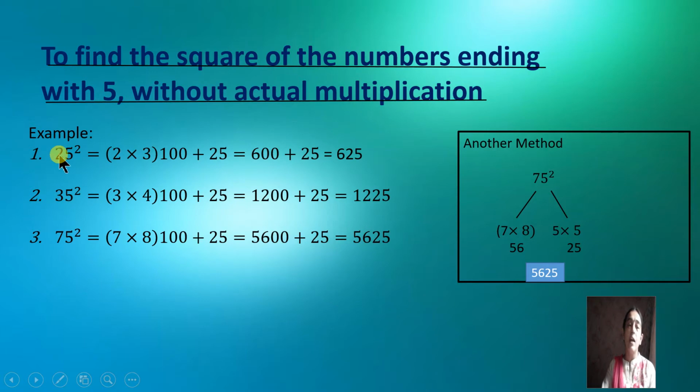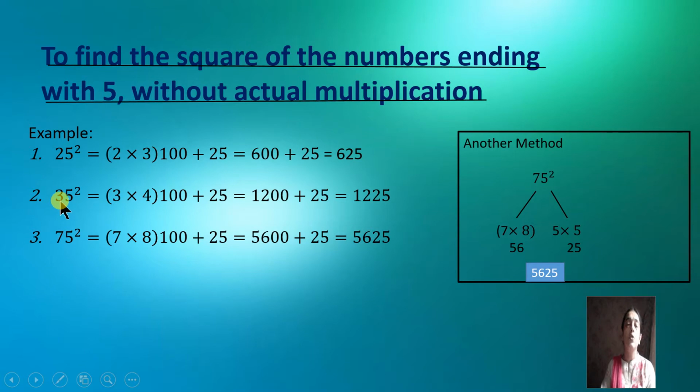And now this 2. The number after 2 is 3. So 2 into 3 into 100. Always 100. 2 into 3 into 100, plus 25. So that is equal to 600 plus 25, which is 625. Another, 35 square. Now the number which comes after 3 is 4.